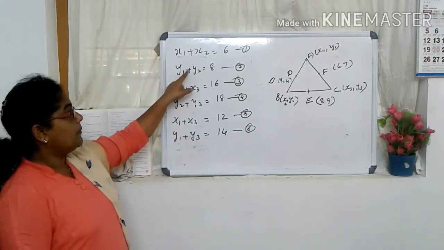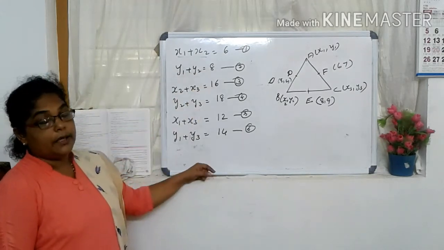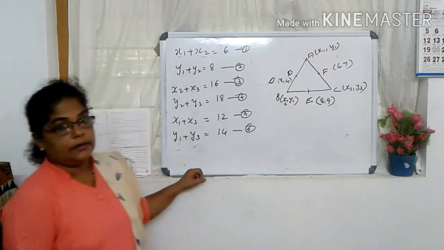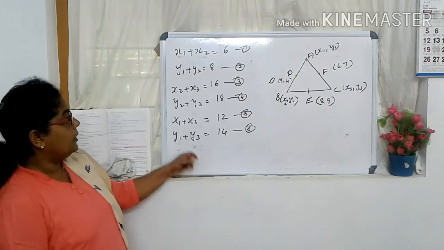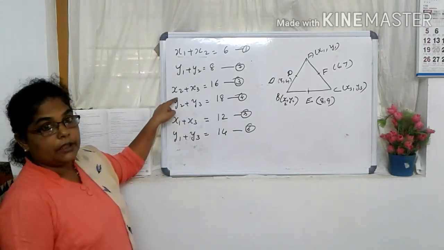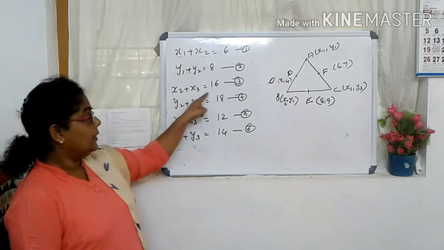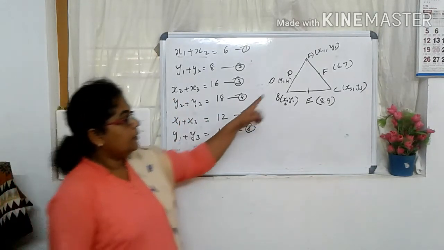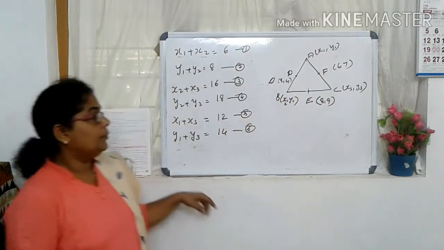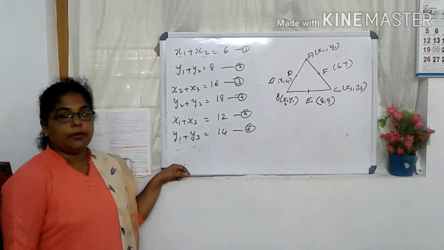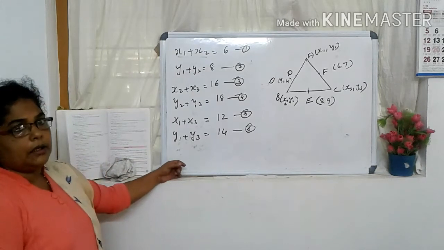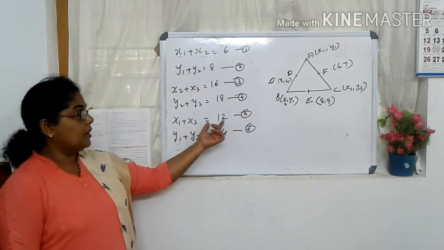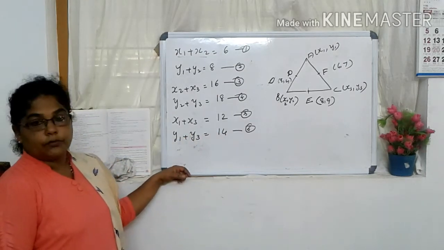Second one: y1 plus y2 equal to 8, while equating the x coordinate and y coordinate. Using the side BC and equating the x coordinate and y coordinate, you will get x2 plus x3 equal to 16 and y2 plus y3 equal to 18. Then F is the midpoint of AC, and using the midpoint formula and equating the x and y coordinates separately, you will get x1 plus x3 equal to 12 and y1 plus y3 equal to 14.